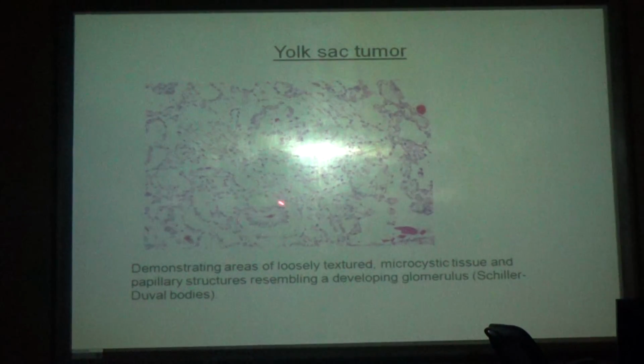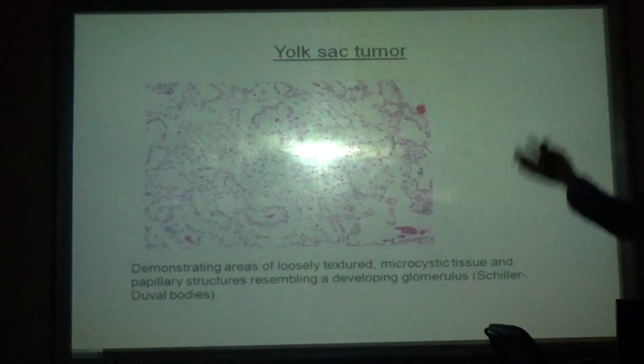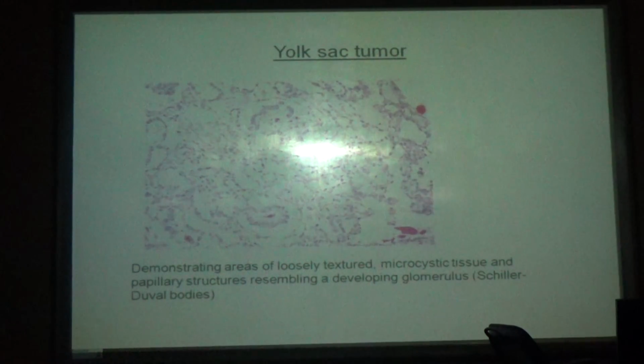This is a cyst. In this cyst, there is a lining here, and inside the lumen you are seeing a papillary structure. This is known as a Schiller-Duval body. A cyst with a lining, and in the cyst there will be a papillary projection inside. In the papillary projection, you will see a blood vessel.